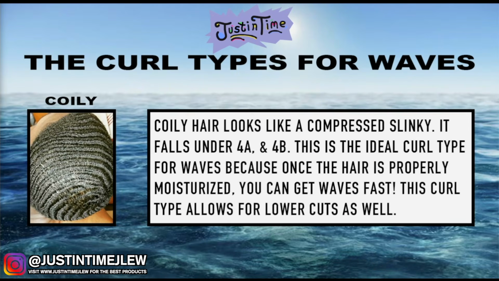The next curl type is coily. And when it comes to coily, my personal opinion, people with coily hair, their hair looks the best when it comes to getting waves, right? One of the reasons why I believe so is coily hair looks like a compressed slinky. It falls under 4A and 4B, and this is the ideal curl type for waves because once the hair is properly moisturized, you can get waves fast. This curl type allows for lower cuts as well. People with the coily curl type can get away with maybe getting a 1.5, right?